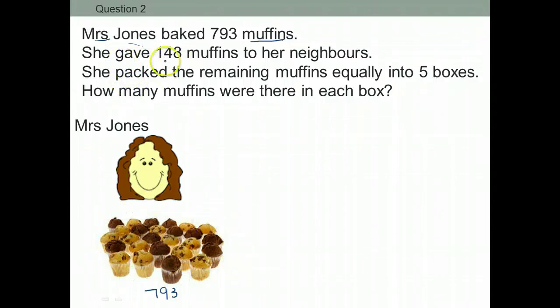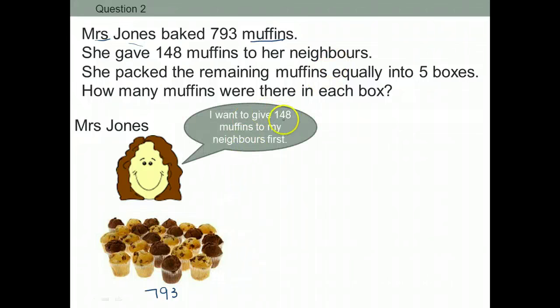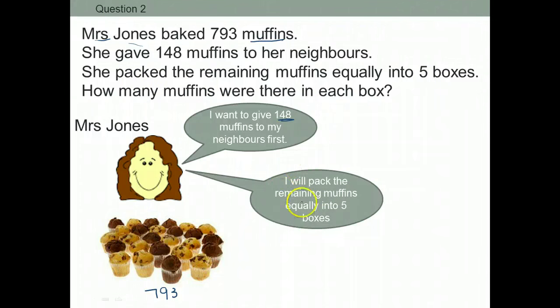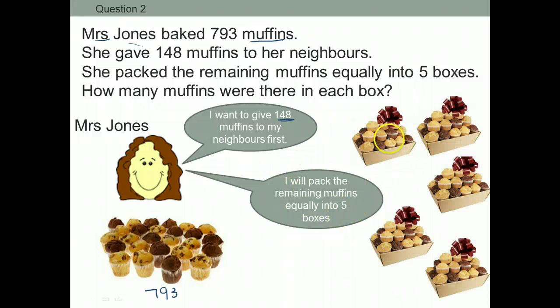She gave 148 muffins to her neighbors. So first, she gave 148 muffins away to the neighbors. And then, she packed the remaining muffins equally into 5 boxes. So she will pack into 5 boxes. 1, 2, 3, 4, 5. 5 boxes. And we want to find how many muffins are there in each box. And we know that each box would have the same number of muffins.